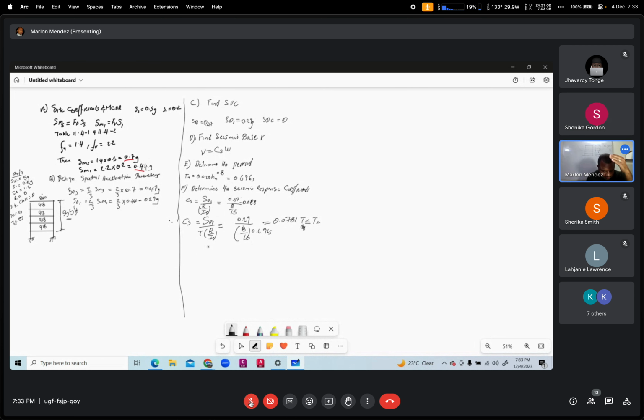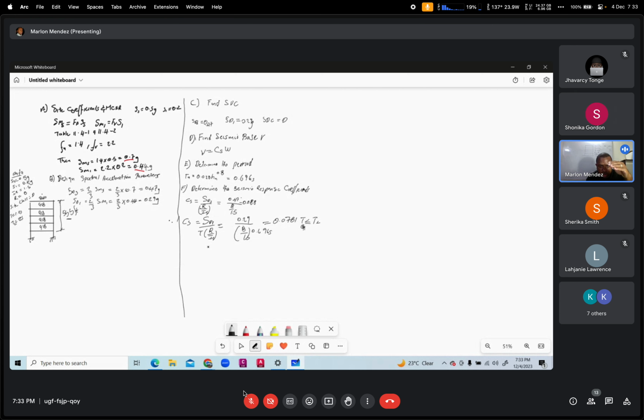So we calculated Ta, and you gave us TL. Ta is 0.696, which is less than TL. TL is the long period, which is 8. So basically that value Ta is less than TL, so we can go ahead and use that.